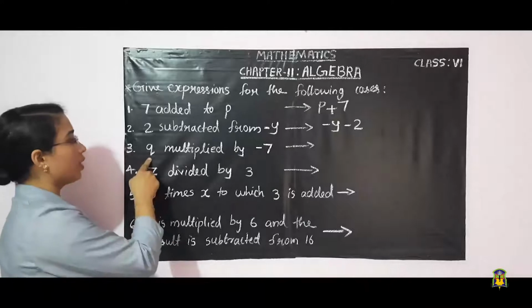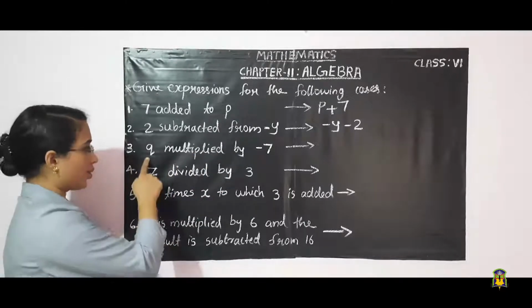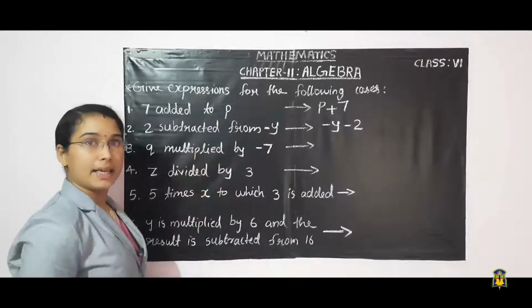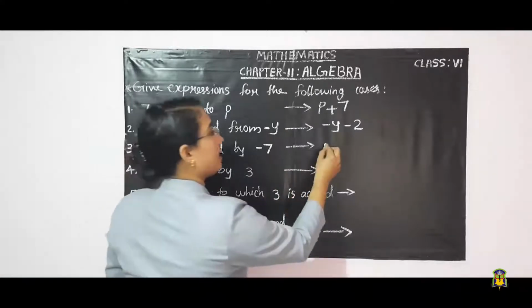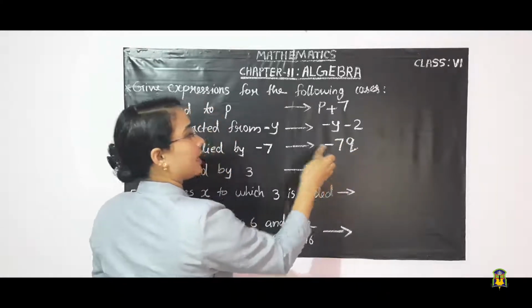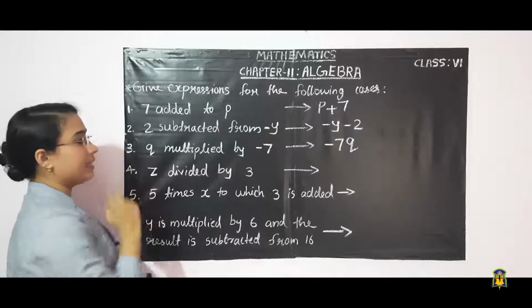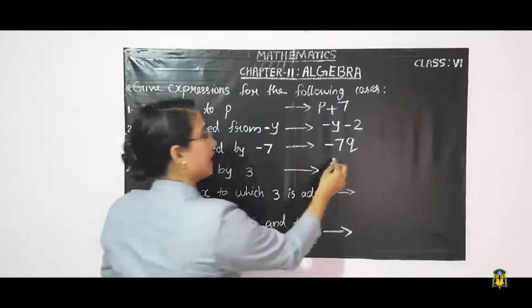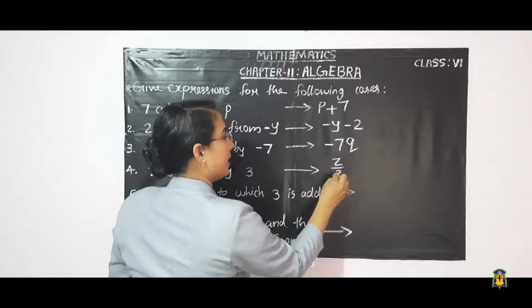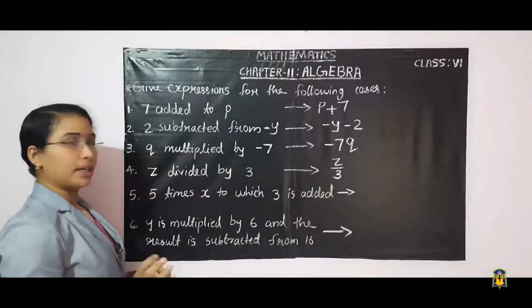Then the third one, q multiplied by minus 7. So we can write minus 7q. Okay. Then the fourth one, z divided by 3. In the same way we can write z divided by 3.